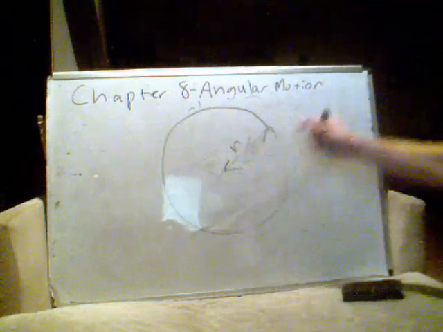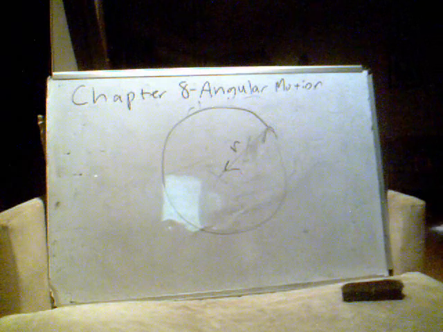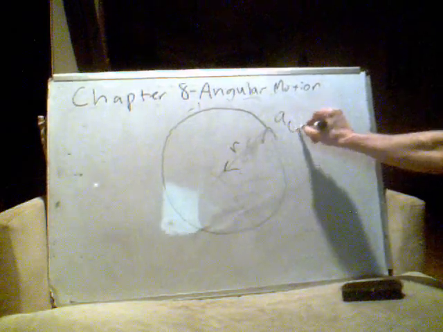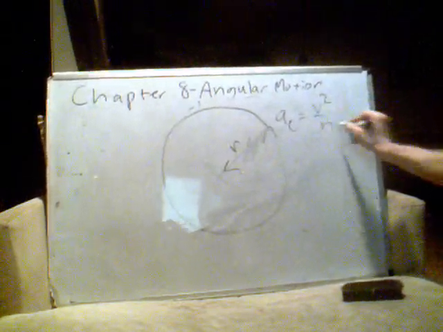Now, what direction is it constantly accelerating toward? We said that earlier. It's got to be accelerating towards the center, right? And if it's moving with constant speed, it's moving with a constant centripetal acceleration, right? You guys remember that? Our centripetal acceleration is v squared over r.